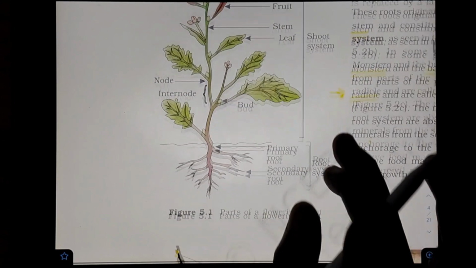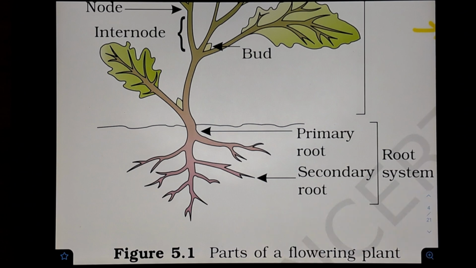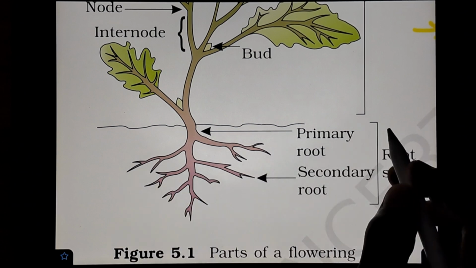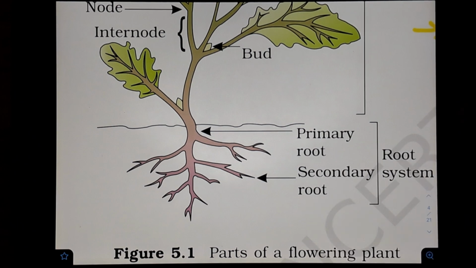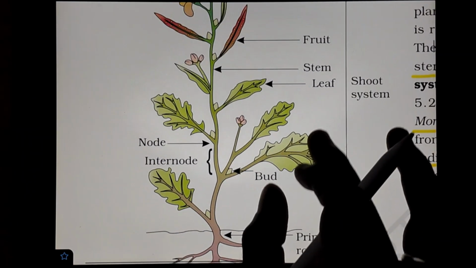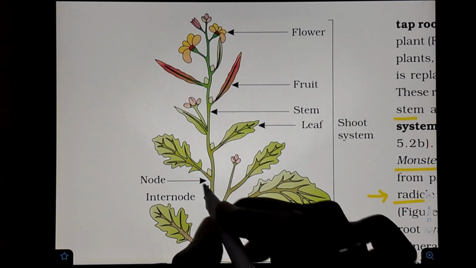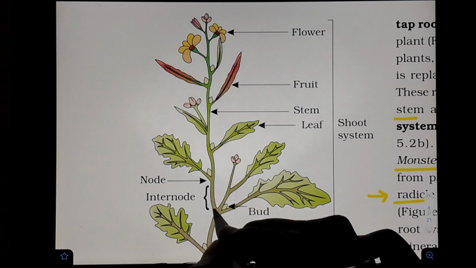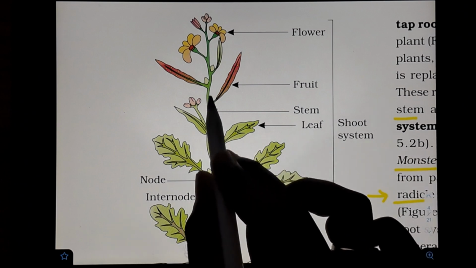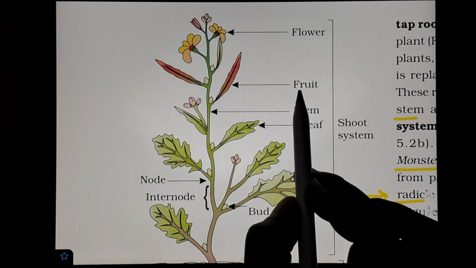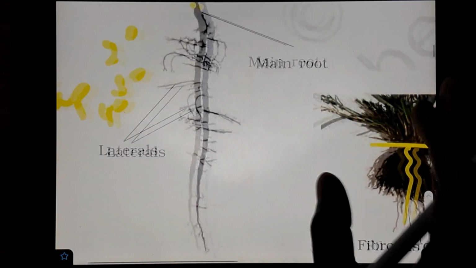Here we can see that the part below the soil is the root, with the primary root and secondary roots. In the taproot system, this is the root system, and above is the shoot system. You can see the leaves and the buds. The space between two buds or two nodes is known as the internode. This is the stem, and a fruit and a flower. This is an example of a taproot system.